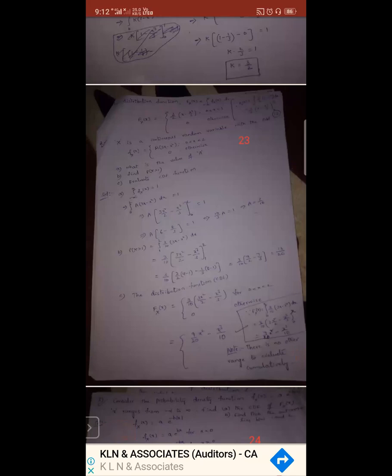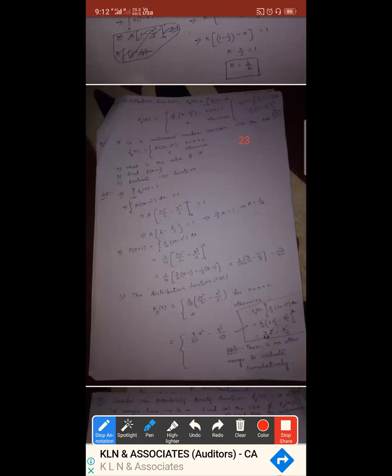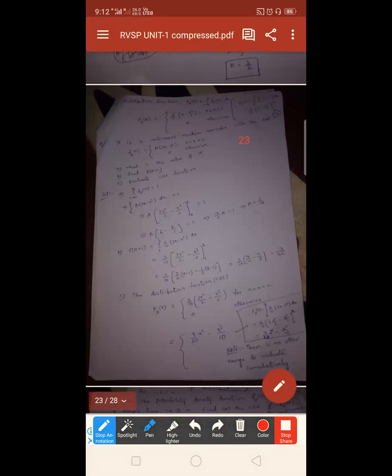Okay, let us see the second problem. All of you read the second problem. If x is a continuous random variable with the PDF, which means probability density function. CDF means cumulative distribution function. PDF means probability density function.